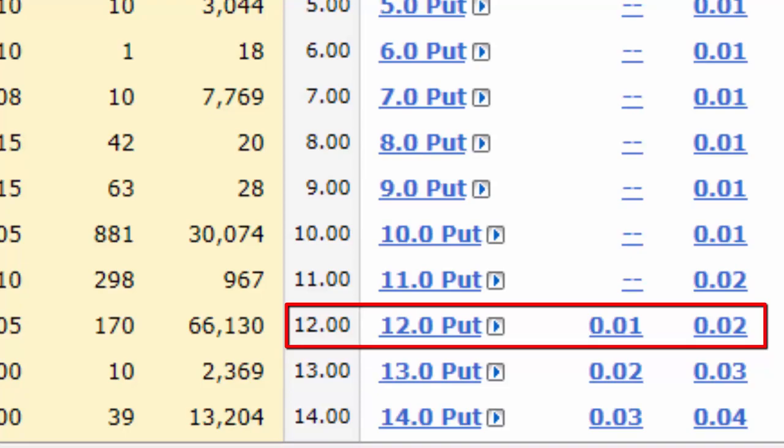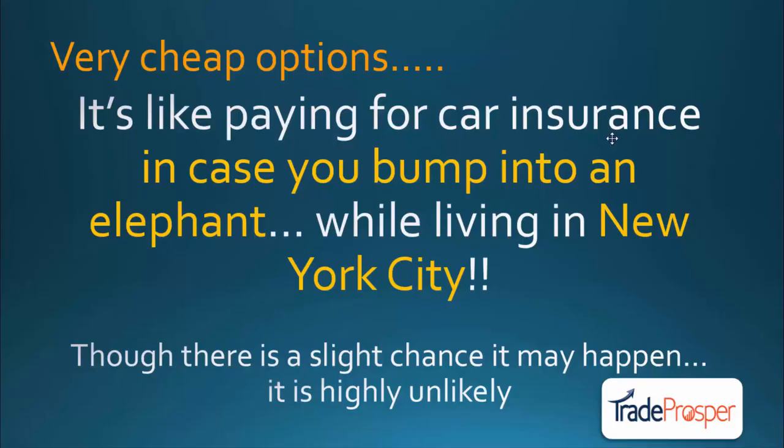I almost want to equate it to paying for car insurance in case you bump into an elephant, while you are living in New York City. Now, with New York, anything can happen. So there is a slight chance that might happen, but it is highly unlikely that you'll be bumping into an elephant with your car while driving in New York City. So the reason why that thing is so cheap is the chances of it happening are very, very remote.